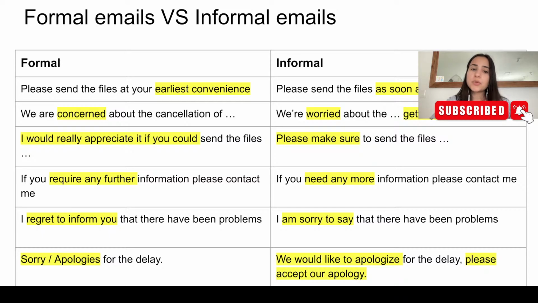Next one, I would really appreciate it if you could send the files, and then you would say wherever you want them sent to. You could even say here, please make sure to send the files in an informal way. Next one, if you require any further information, please contact me. The informal way, if you need any more information, please contact me. I regret to inform you that there have been problems. The informal way, I am sorry to say that there have been problems.